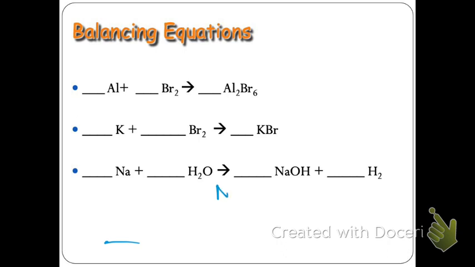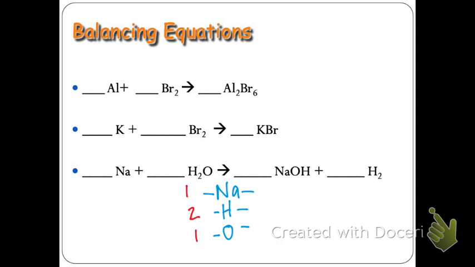We've got 3 different elements: sodium, hydrogen, and oxygen. Okay, remember I said that sometimes balancing equations take some back and forth, right? You're going to have to maybe bounce back and forth. You might not get it exactly the first try, okay? So let's count these ones. On the left, how many sodiums do I have? 1. How many hydrogens? 2. And how many oxygens? 1, right? 2 hydrogens, but only 1 oxygen.